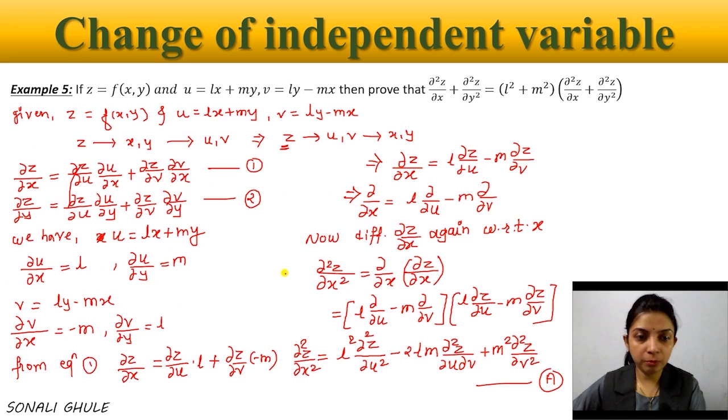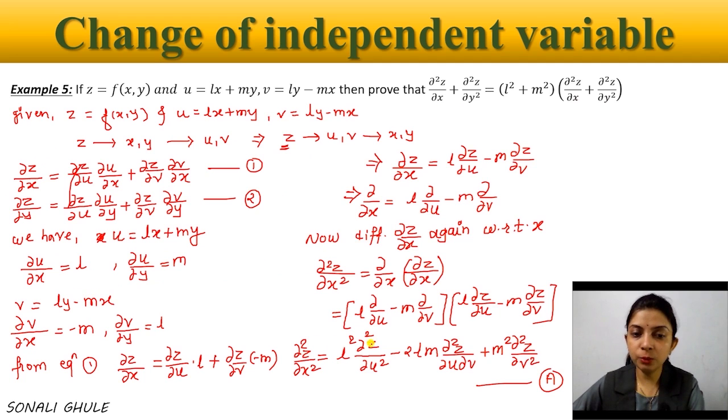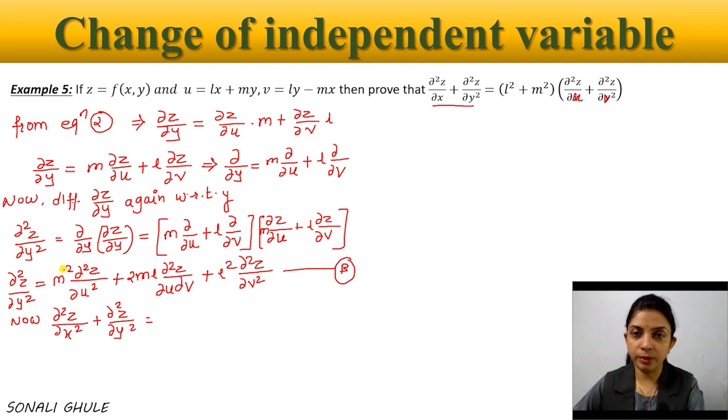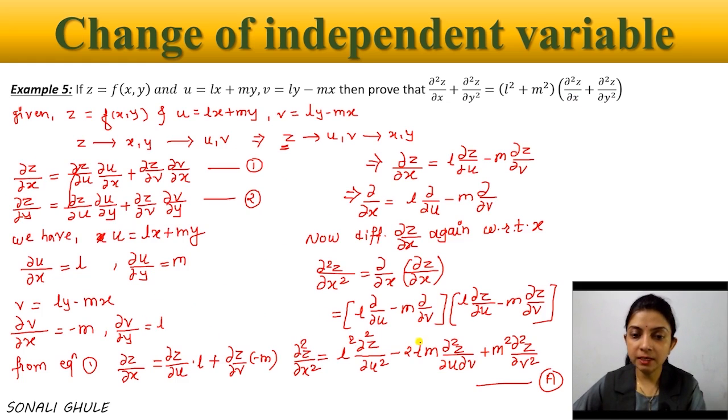Okay, so if I do the addition here, see what I get. We are adding, suppose, this equation A and this equation B. So you can see dou 2z upon dou u square here, also dou 2z upon dou u square. But when we add, it is L square and here it is m square. So when we do the addition, we will get here term L square plus m square, dou 2z upon dou u square. Okay, then now see this term, it is positive here and here it is negative.